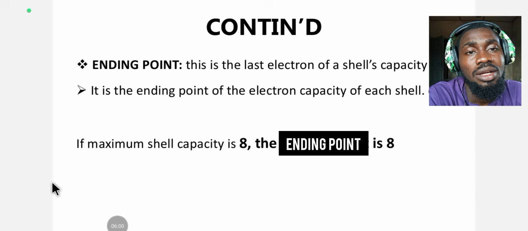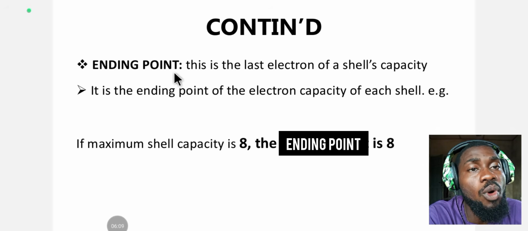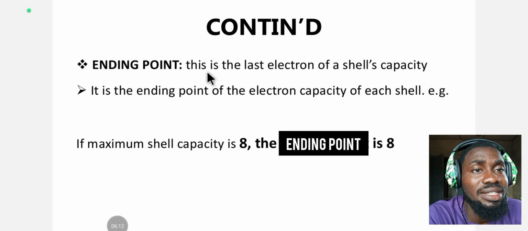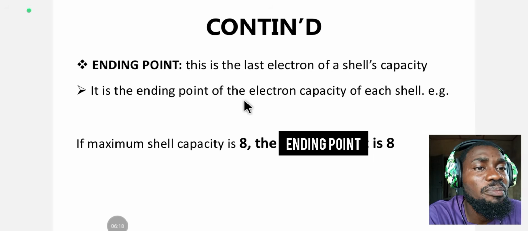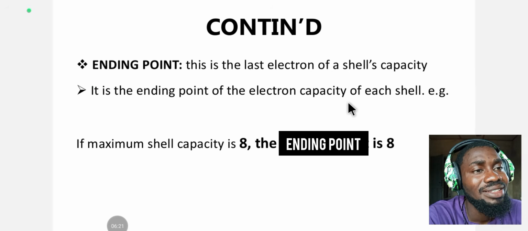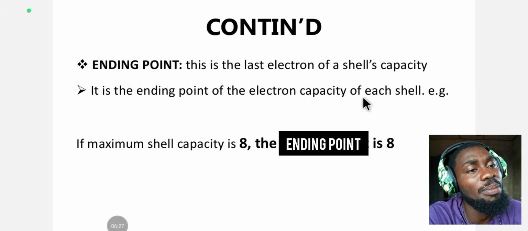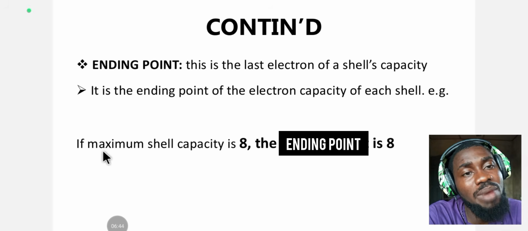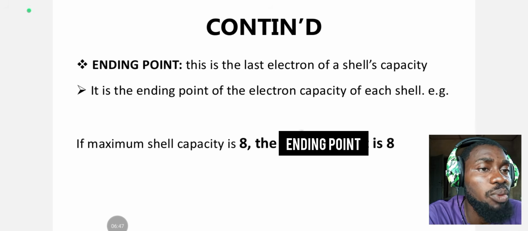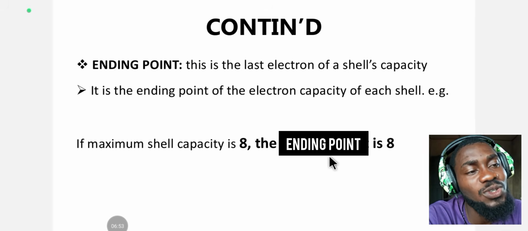Let's look at the final term you have to memorize and know by heart: the ending point. What is the ending point? This is the last electron of a shell's capacity. It is the ending point of the electron capacity of the shell. So for example, if the maximum shell capacity is 8, the ending point is 8. That's that for that. The ending point is 8.